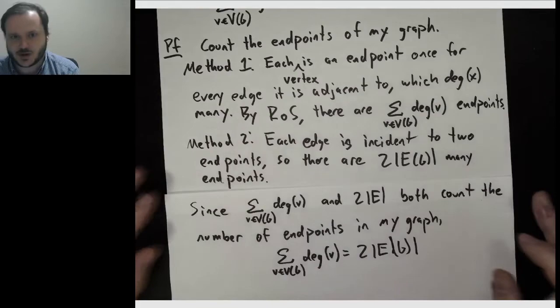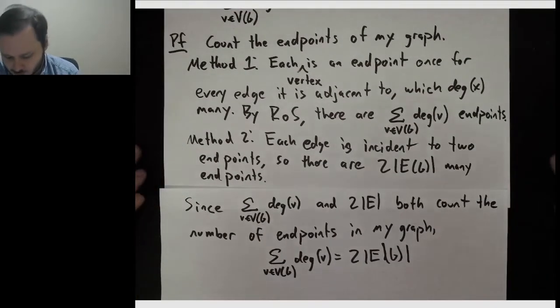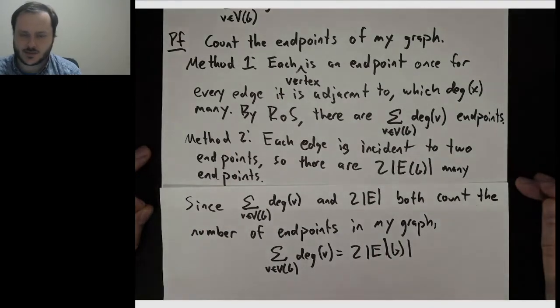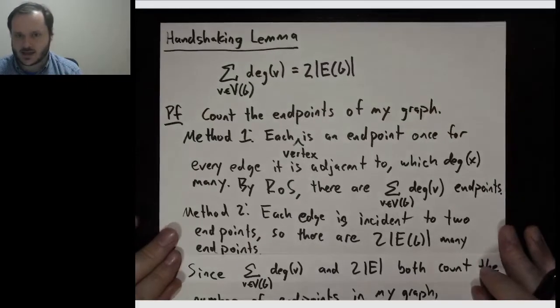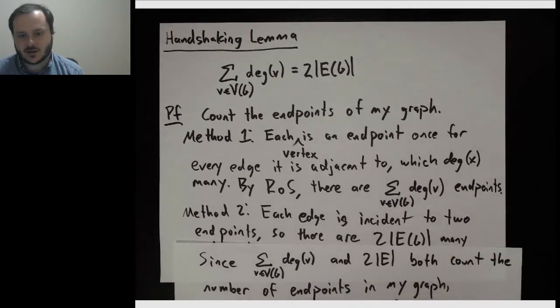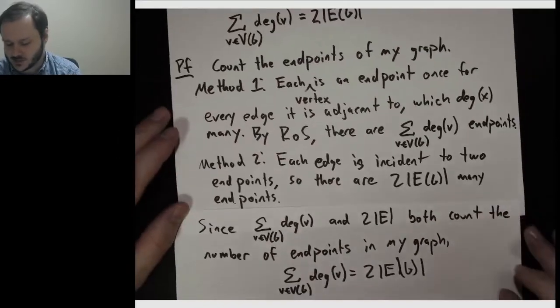So this is a case where doing things with a combinatorial proof is crucial. Right? There's no algebraic way to prove this lemma without knowing about the graph. We really did need this combinatorial argument.